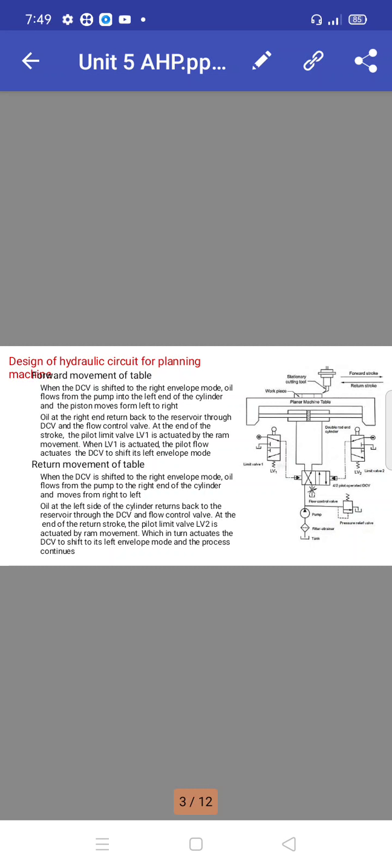That's why I prefer the planer mechanism. It is executed by the ram movement of the system. This is the major thing here that should be ensured.